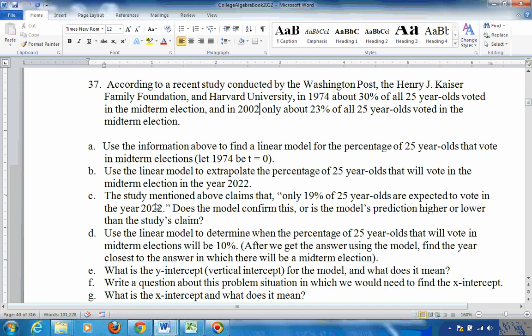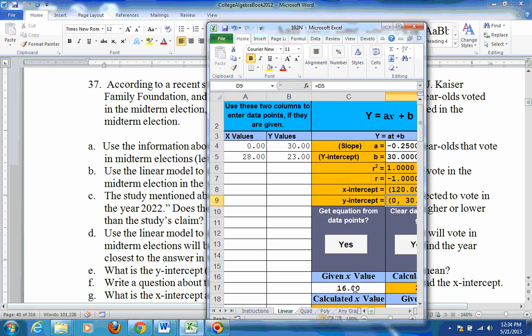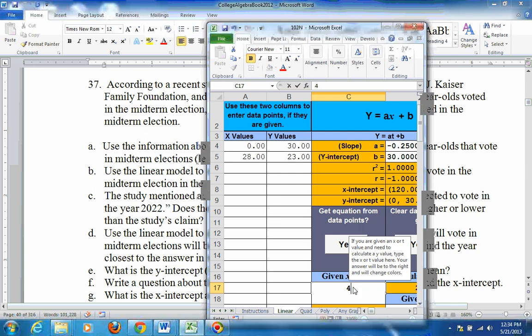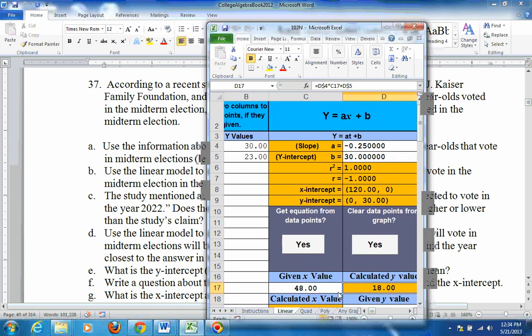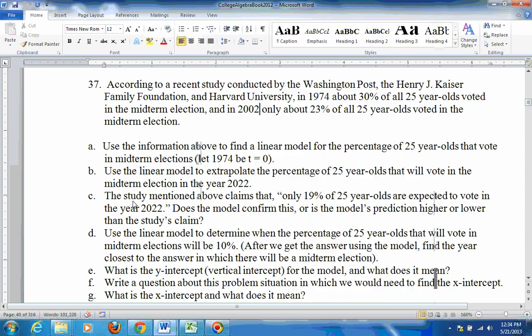And then you can answer questions like this one here. How many will vote in the year 2022? Well, the year 2022 is that's like 48 years later. So you put 48 in for the x value, and that would tell you that about 18% are supposed to vote in the year 2022.